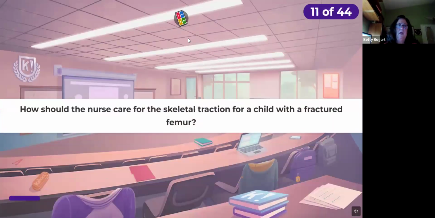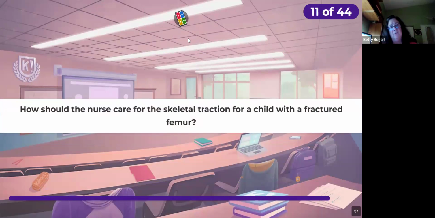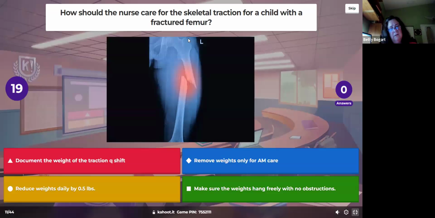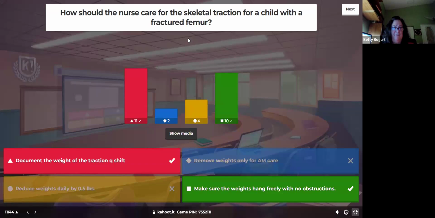Who should the nurse care for skeletal traction for a child with a fractured femur? Many times you're going to see Buck's traction, and it's going to be on the elderly that has a fractured hip. They also use that Buck's traction on those patients. And the same treatment. Make sure you document the weight and make sure they're hanging freely, right?